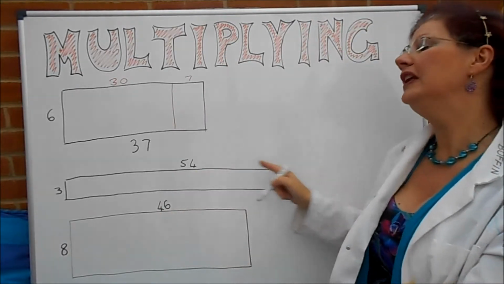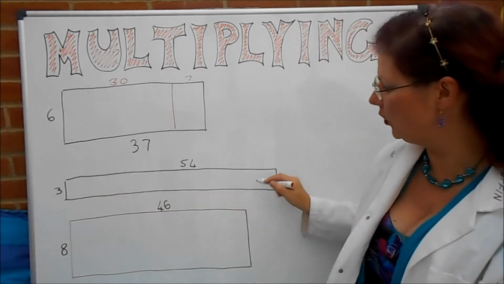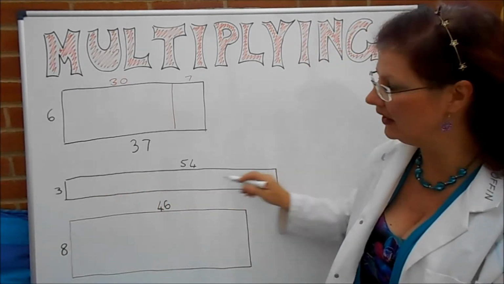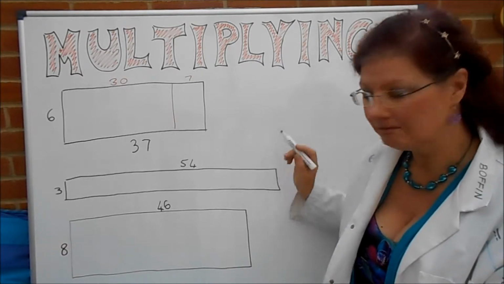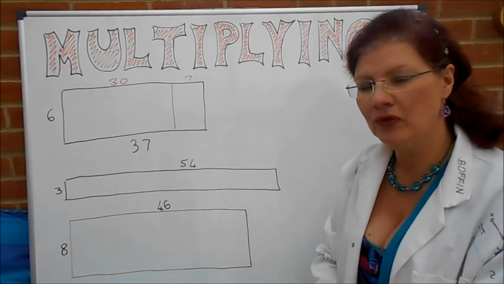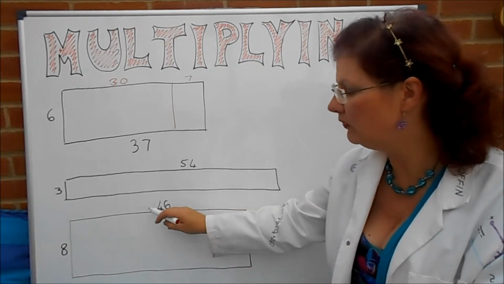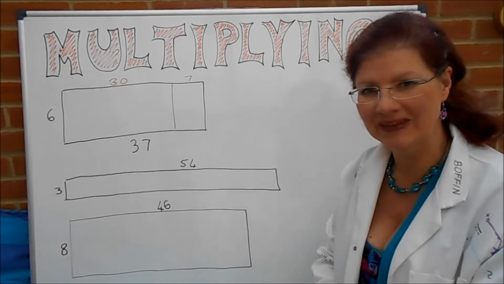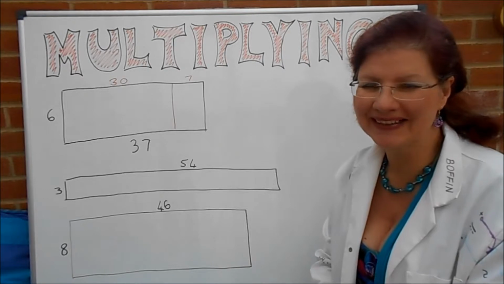For this one, we've got a really long one. It's only 3 high, but it's 54 wide. So you're going to split that way over here. So you've got 50 and 4. And then this one here, 8 high, so it's a bit more chunky, and 46 wide. Hope you like your 8 times table. We're going to split that into a 40 and a 6. So have a go at those now, and we'll go through them together when you get back.